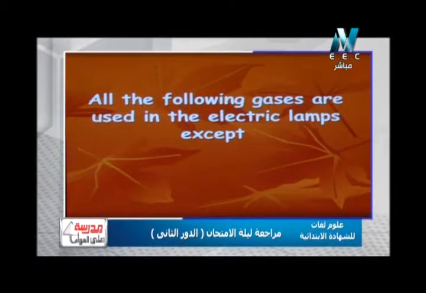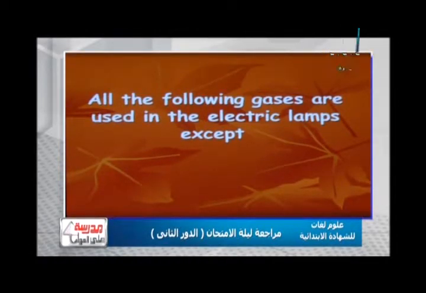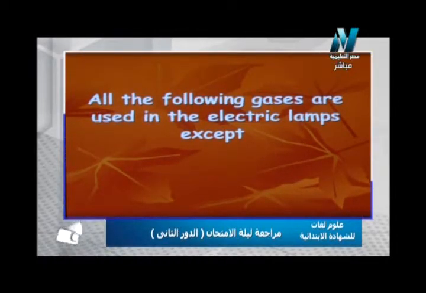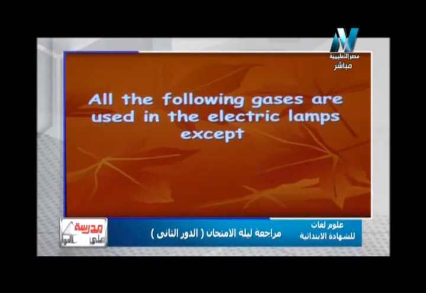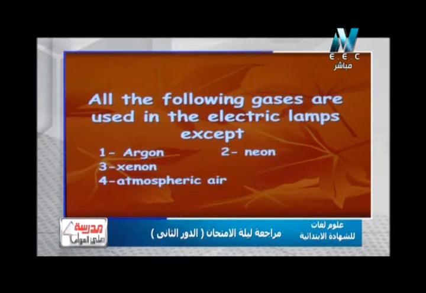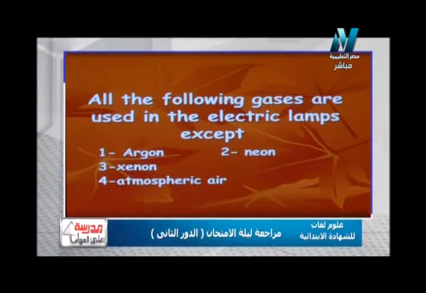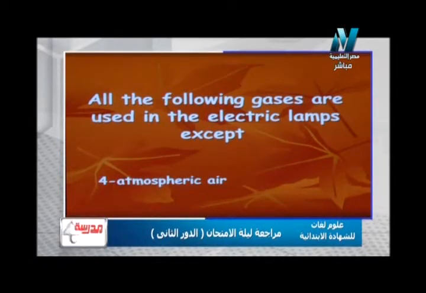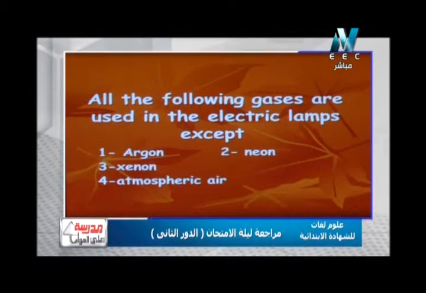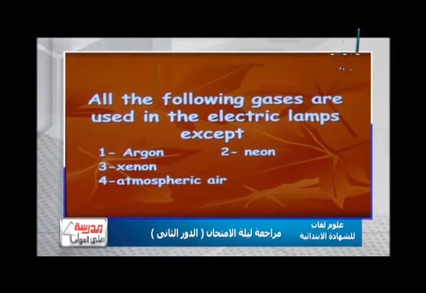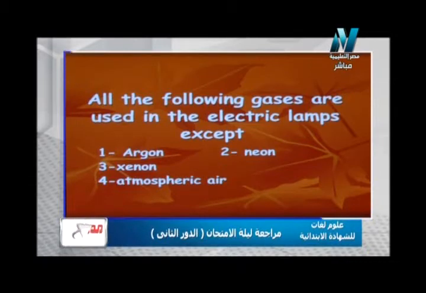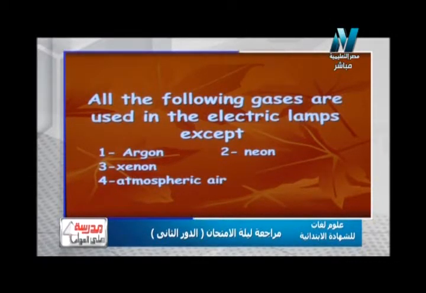Another question. All the following gases are used in the electric lamps except argon, neon, xenon, atmospheric air. Yeah, surely all these gases are used in electric lamp except atmospheric air. Why? Because again, look here, I have argon, neon, xenon. All of these gases, argon, neon, xenon, are inert gases. كل دي غازات خاملة. لكن مش ممكن هنستخدم atmospheric air.